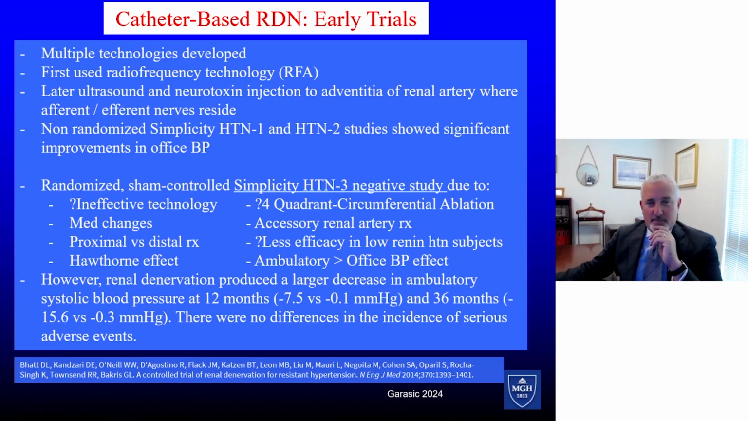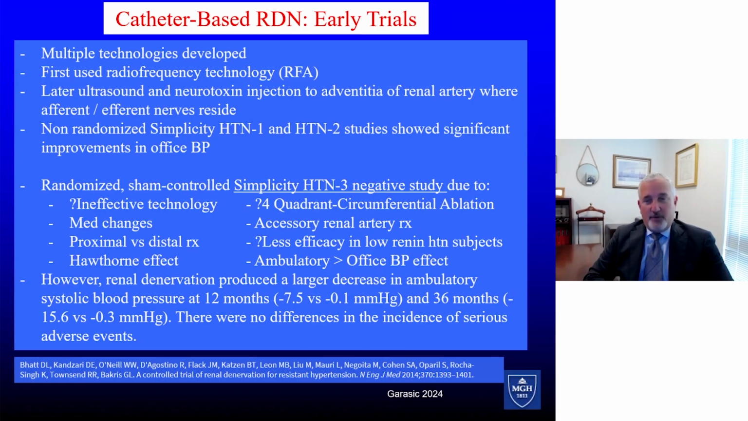There were probably some patients selected that were more of the low renin variety, which are not going to respond as well to renal denervation. And also there was some time spent figuring out whether ambulatory blood pressure readings might actually be more reflective of real life than office blood pressure readings.